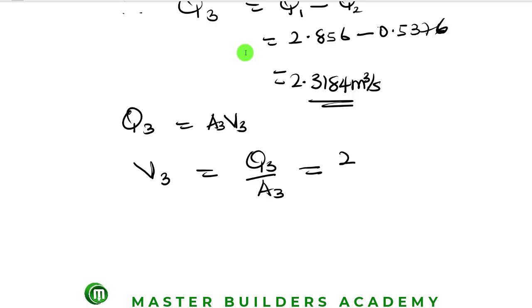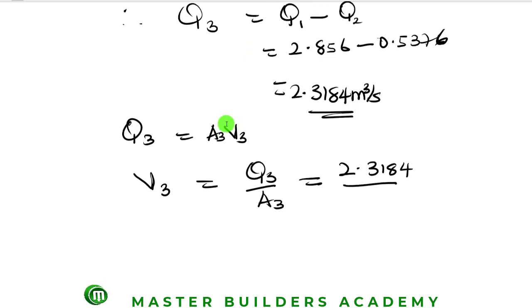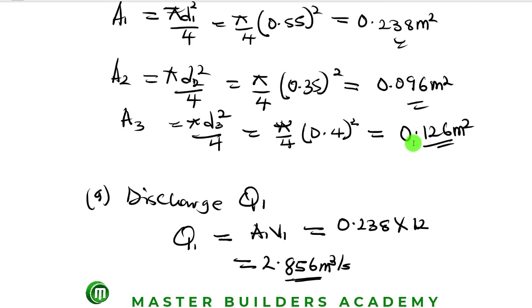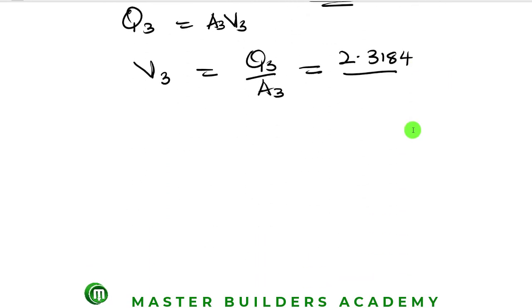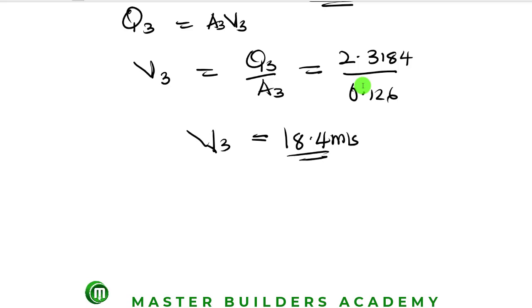And now what is Q3? We have 2.3184 divided by area 3. As we scroll up, we have that area 3 is 0.126. Can you see it here? Hope you can see it here. So 0.126. Then if we put in the value 0.126, then V3 is equal to 18.4 meter per second. So this is it.